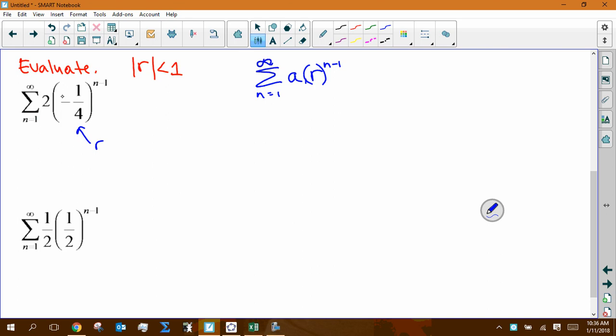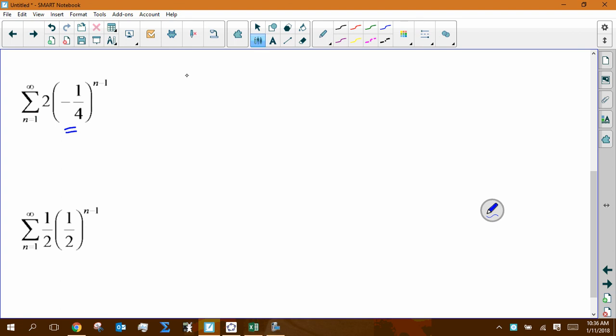Actually it's negative 1/4, sorry, but the absolute value of it is less than 1, which is the case here, so this thing will converge. If that thing was bigger than 1, it would diverge, and we would just say diverges, cannot evaluate. Maybe I'll show you an example of that in a moment. If that thing does have an absolute value of less than 1, we know this thing does converge.